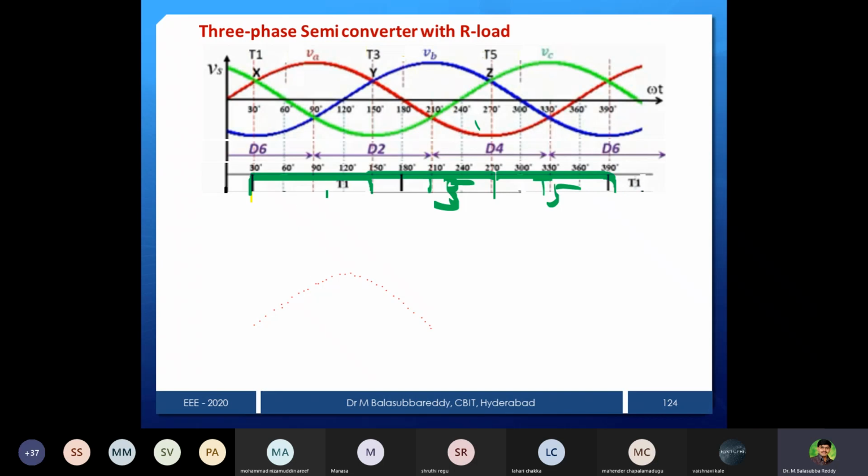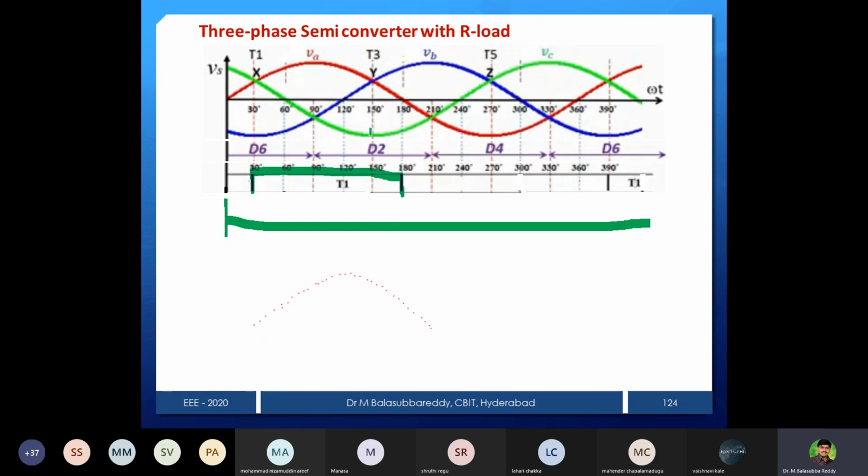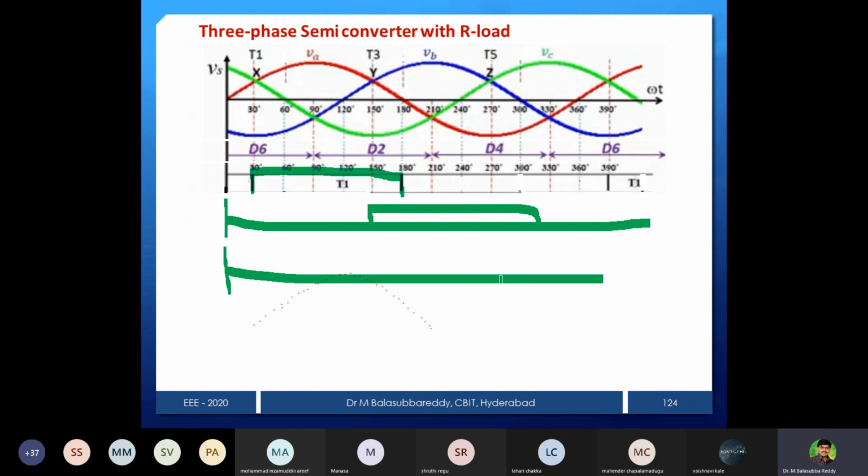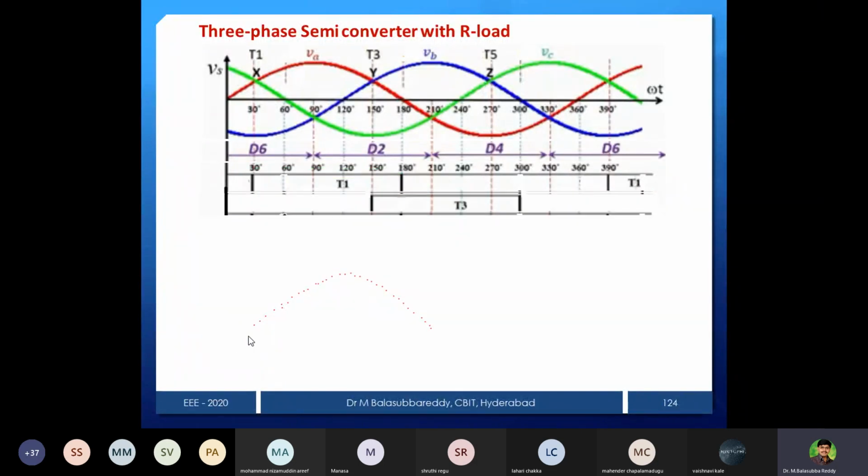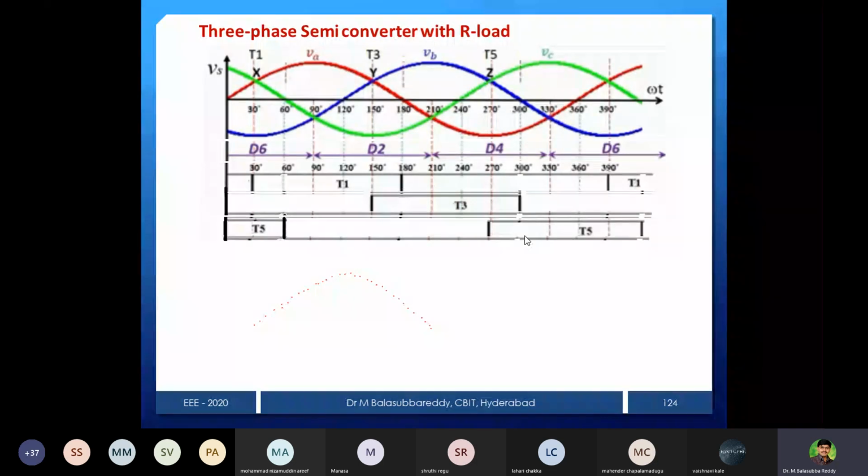So you have to provide the firing pulses this way also in the same line, from where to where T1, and then immediately T3, then T5. Or if you want it clearly, you can separate what I drew earlier: just draw for T1 alone, the T1 firing pulse like this. Then draw one more line, and wherever it started you can provide T3, then one more line for T5, for alpha is equal to 0. And similarly T1, then T3, then T5. So this cycle is going to be repeated.